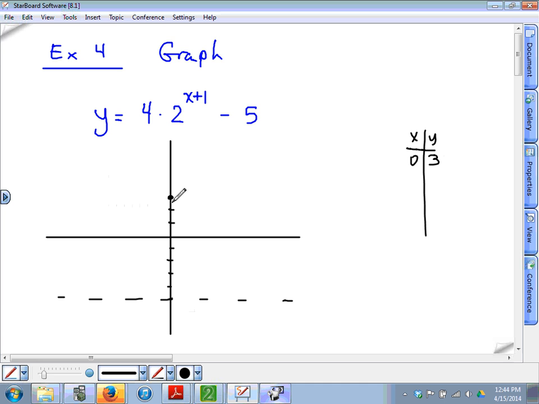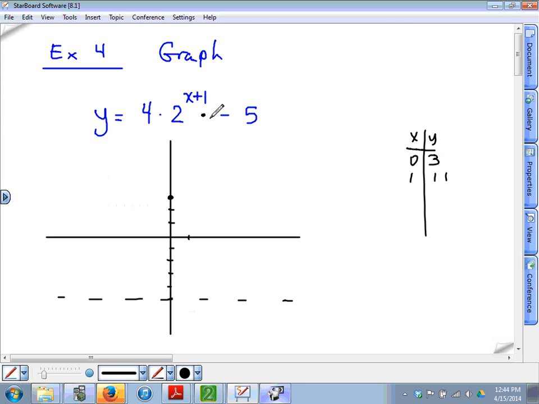And then x equals 1, so 1 plus 1 is 2, 2 squared is 4, 4 times 4 is 16, 16 minus 5 is 11. So (1, 11) is very close. Hold on, we gotta finish this real quick. 11 is not all the way up. It's right about up here.